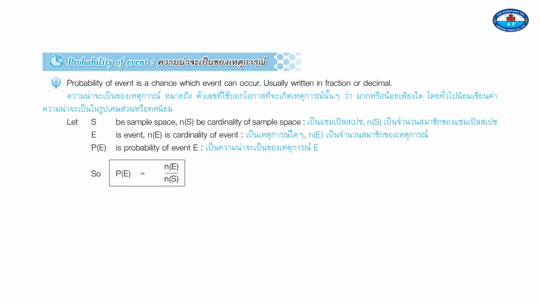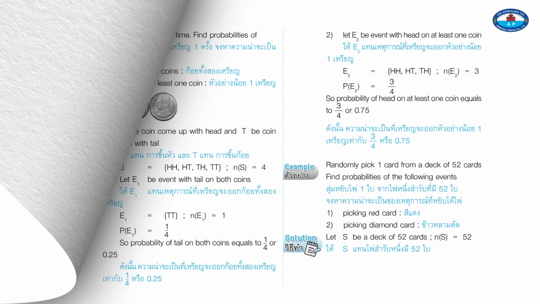Probability of event. Probability of an event is the chance that the event can occur, usually written as a fraction or decimal. Let S be the sample space, and n(S) be the cardinality of the sample space. E is an event, and n(E) is the cardinality of the event. P(E) is the probability of event E. So, P(E) equals n(E) over n(S).